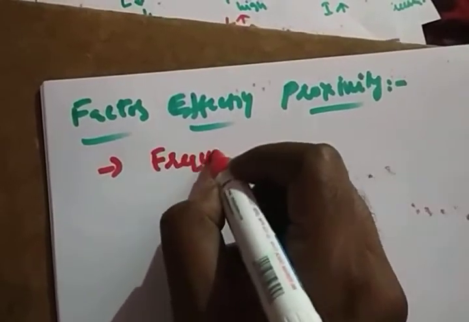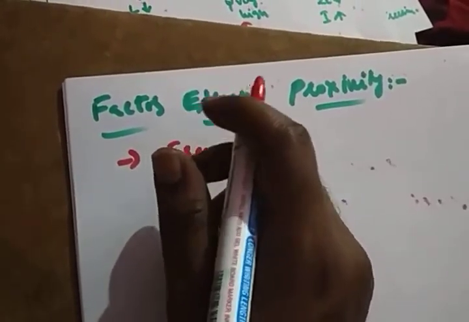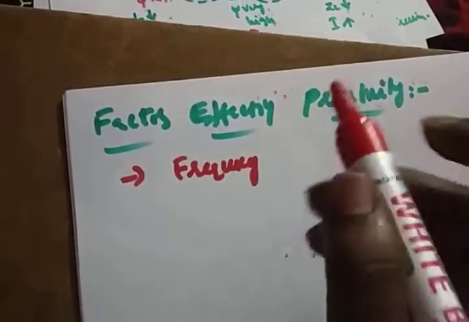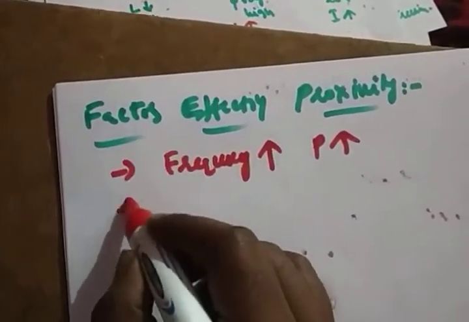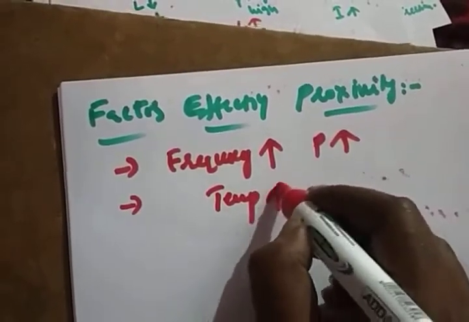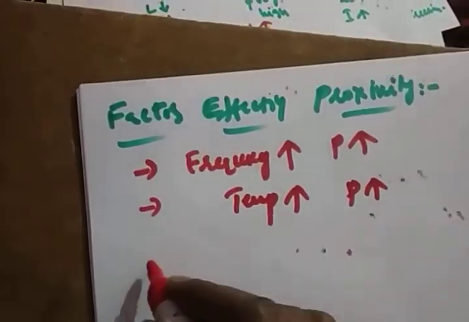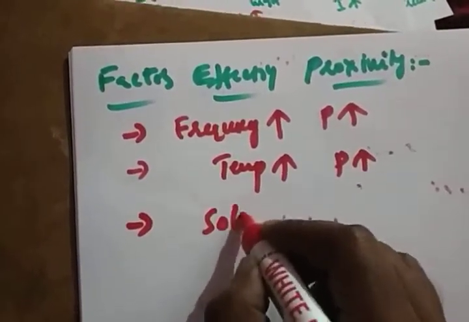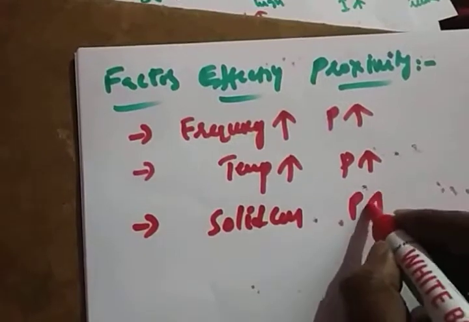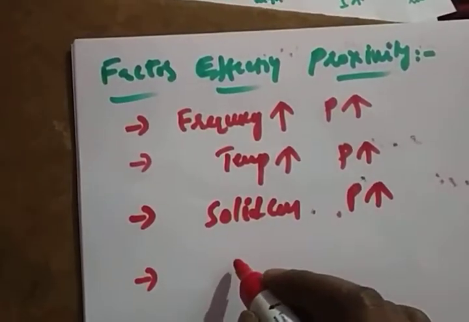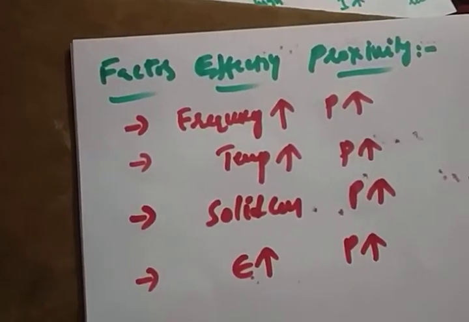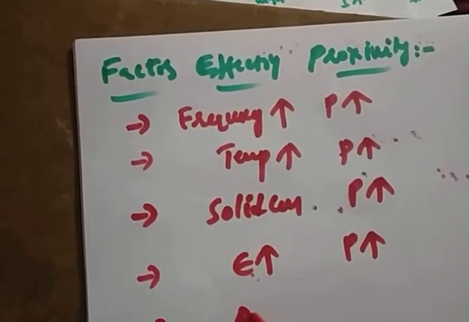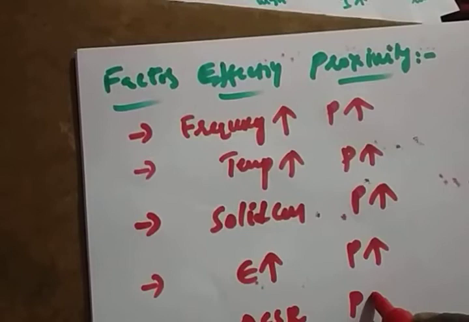The first factor is the frequency. The same factors that you discussed in skin effect, those continue here. So if frequency increases, the proximity effect also increases. If temperature increases, your proximity effect also increases, right? With a solid conductor, the proximity effect also increases. If the permeability of the material increases, your proximity effect also increases, right? So you go for an ACSR conductor in order to reduce the proximity effect.